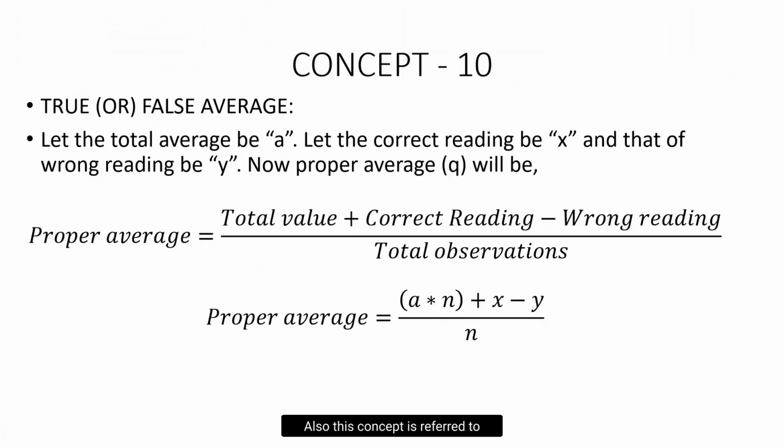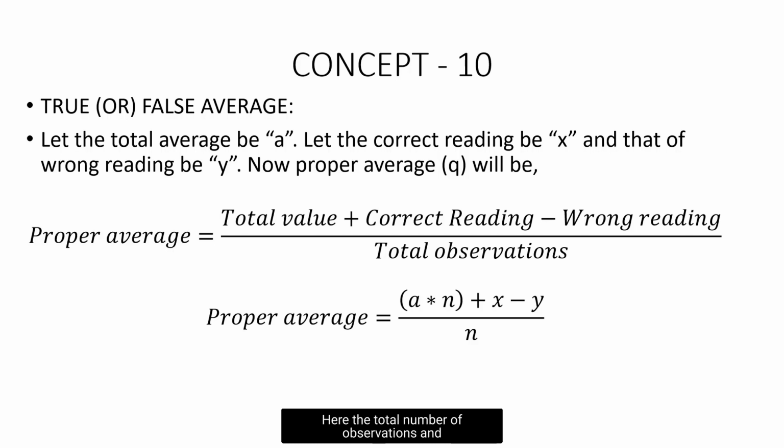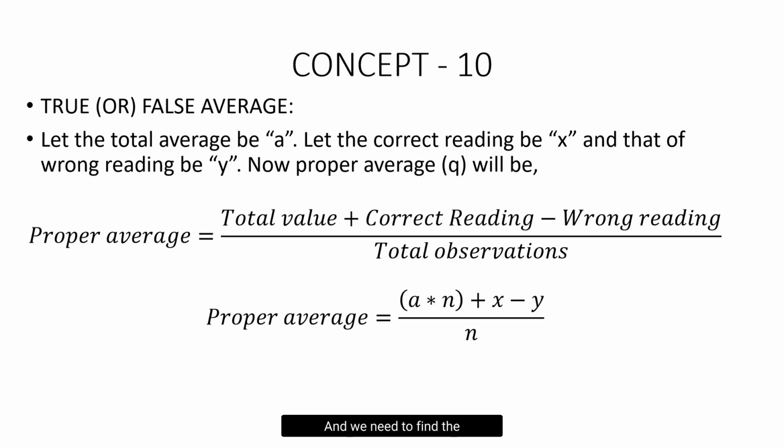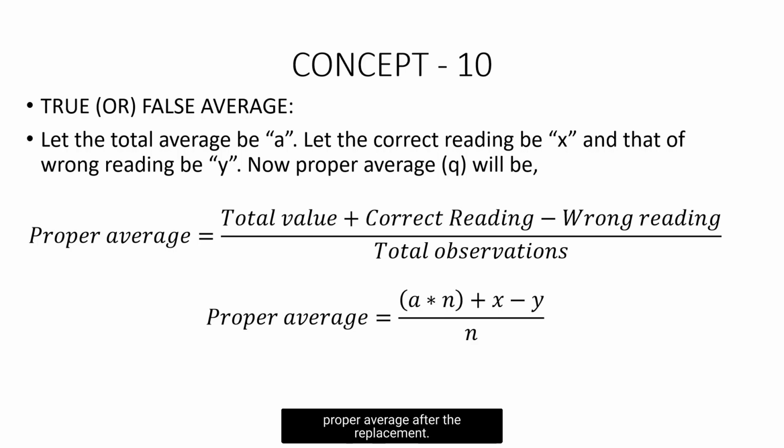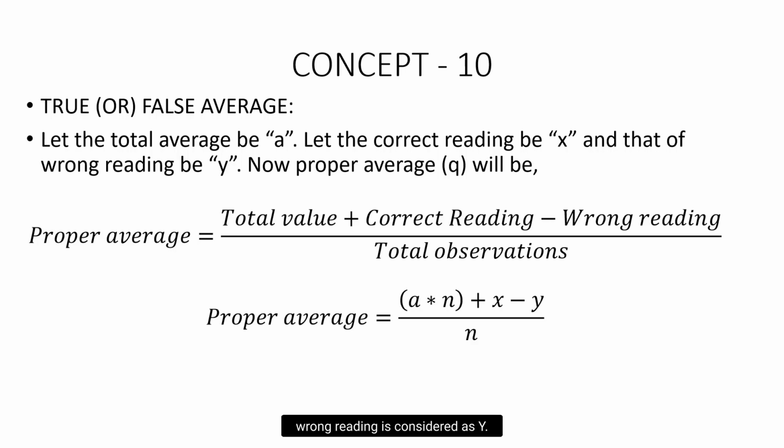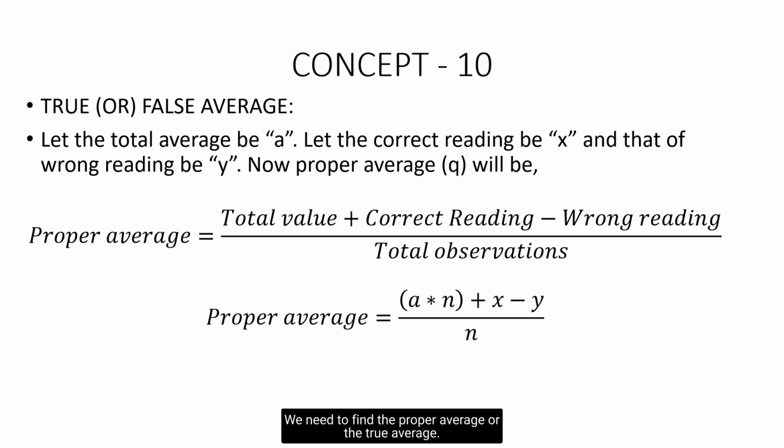This concept is referred to as true or false average. Here, the total number of observations and the average would have been given. One reading would have been wrong and it would have been replaced by a proper reading, and we need to find the proper average after the replacement. So here the total average is considered as A, correct reading is considered as X and wrong reading is considered as Y. We need to find the proper average or the true average.